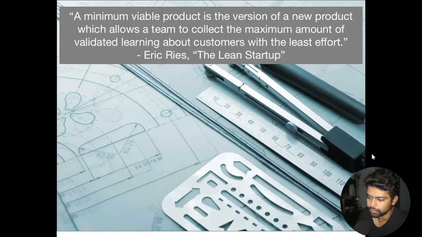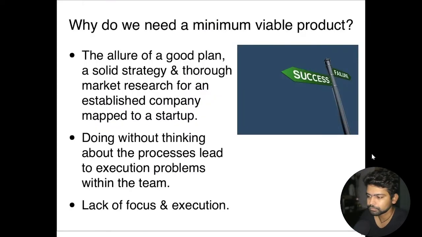So there are some definitions. The Lean Startup is a very popular book meant for entrepreneurs, and there is a definition of MVP in that book. A minimum viable product is a version of a new product which allows a team to collect the maximum amount of validated learning about customers with the least effort. So you are not putting too many resources into building your product, but you are also getting all the data and validation that you require from the market. That is called an MVP.